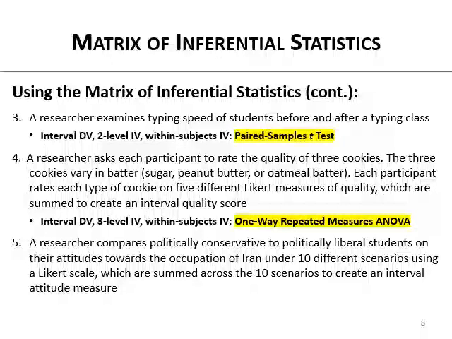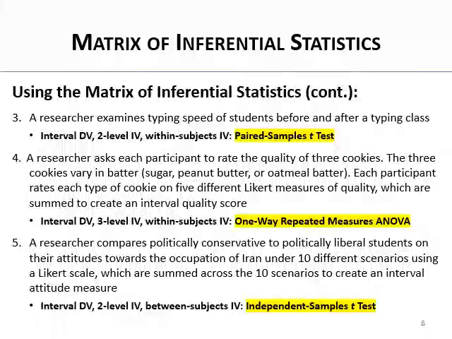We've got 10 scenarios. That's actually just noise in here. They're summing across the 10, but what's the IV? Well, the IV is whether they're politically liberal or politically conservative, right? So the IV is their political stance. And there's 2 groups. You're either politically liberal or politically conservative. Same people or different people in those groups? They didn't say they're matched or like siblings, so it's different people. So what test is this? Boom, it's an independent samples t-test.